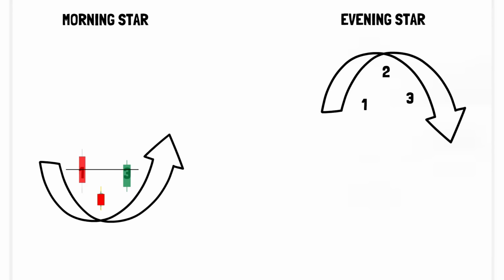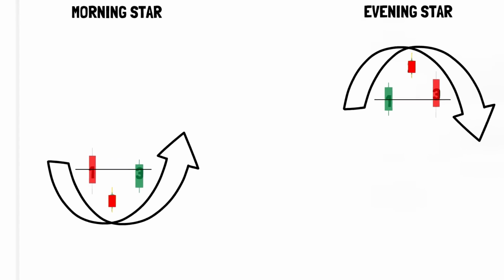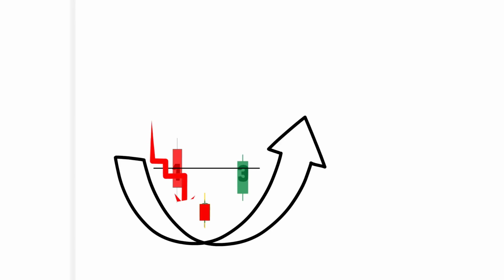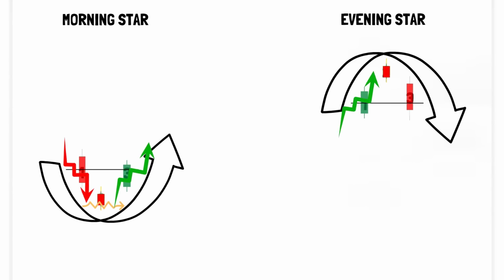The evening star pattern is the opposite, with a large bullish candlestick, followed by a small candlestick, either bullish or bearish, that gaps up, and finally a large bearish candlestick that closes below the midpoint of the first candlestick. Psychologically, in the morning star pattern, the first large bearish candlestick shows the strength of the downtrend, but the small middle candlestick signals that selling pressure is weakening. The final large bullish candlestick confirms that the buyers have overtaken the sellers and the market could be reversing to the upside. The opposite happens in the evening star pattern.